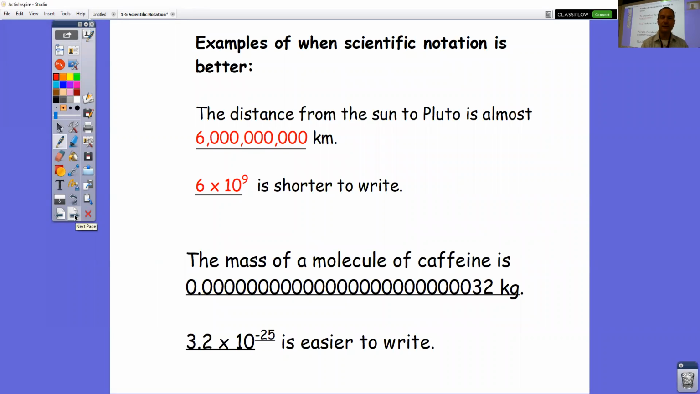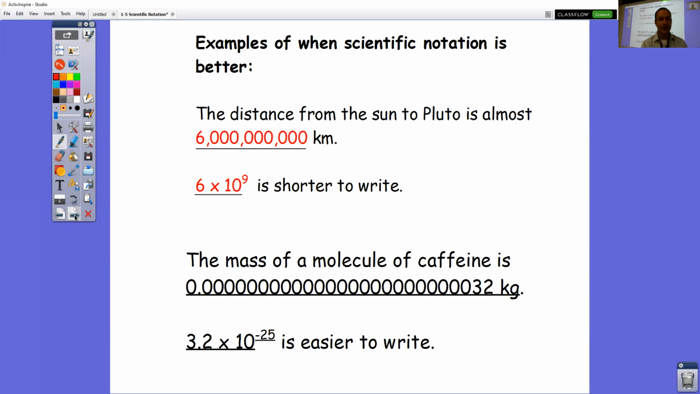Some examples of when scientific notation is better to use. The distance from the sun to Pluto is almost 6 billion kilometers. 6 billion is really long. That long number to write, 6 with 9 zeros after it. 6 times 10 to the 9th is shorter and easier to write.